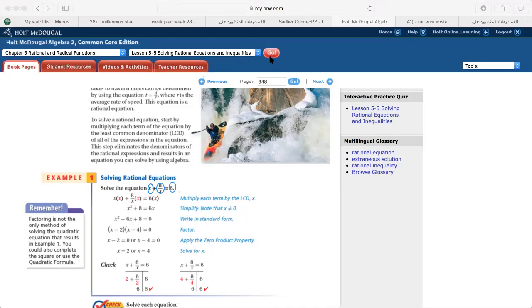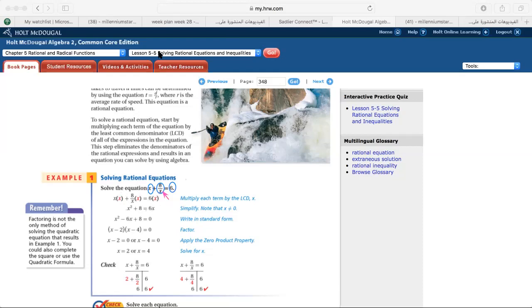So I'm going to multiply them all by the denominator, which is x. I'm going to multiply x by x and 8 over x by x, and on the other side, I'm going to multiply 6 by x. So now x multiplied by x will be x squared, and x will cancel the denominator here, so it will be 8. And on the other side, 6 multiplied by x will be 6x.